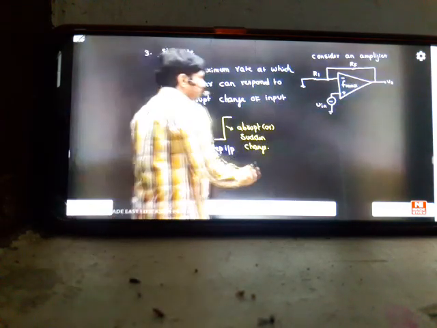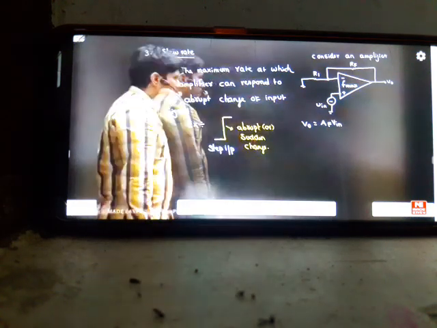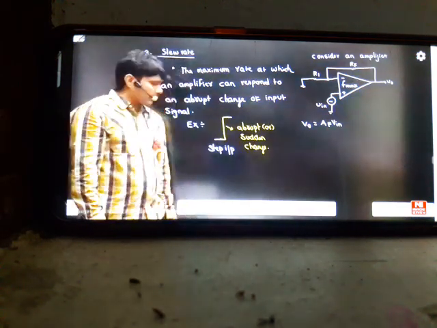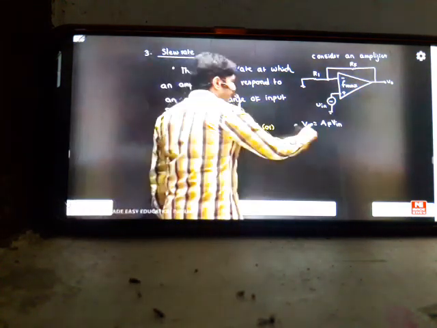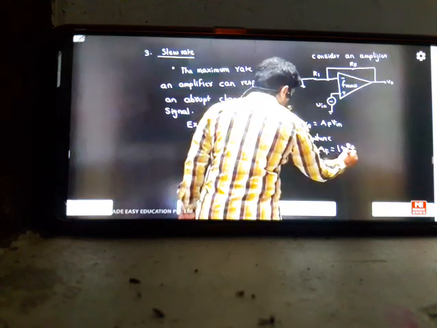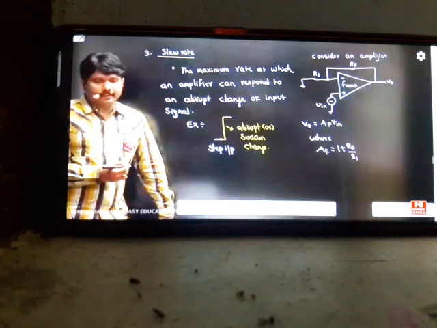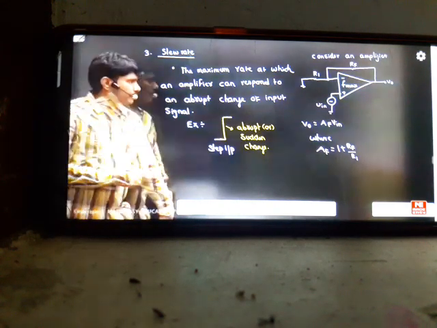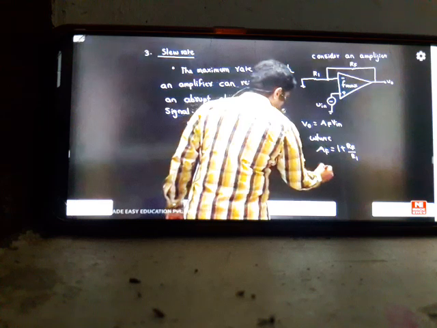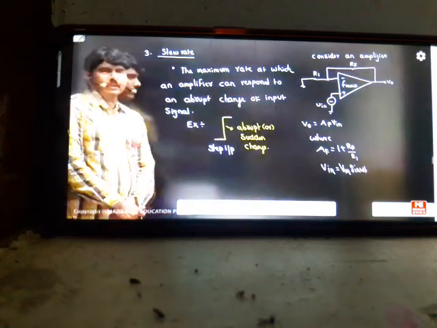First of all, what is the output? V0 is equal to AF times input. For a closed loop system, the output is the closed loop gain AF times the input, where AF is the non-inverting gain, 1 plus RF by R1. It's a non-inverting amplifier, so non-inverting gain; if it's an inverting amplifier, you write the inverting gain. Now what is my input? I'm defining the input as Vm sin omega t.